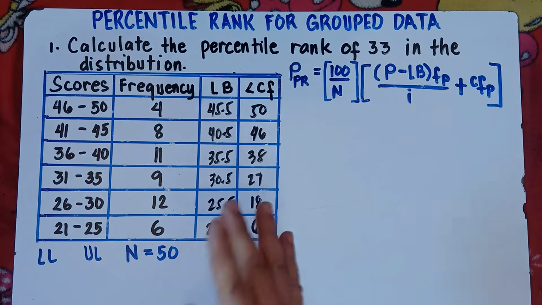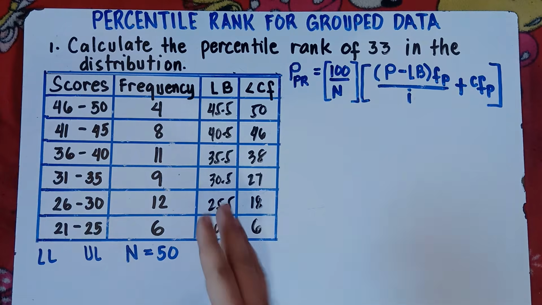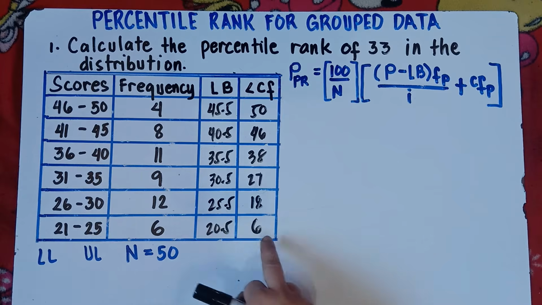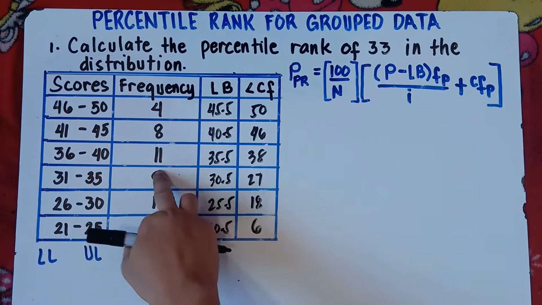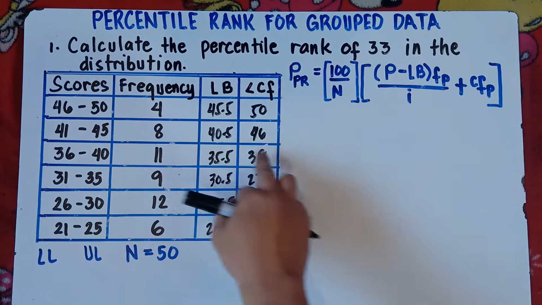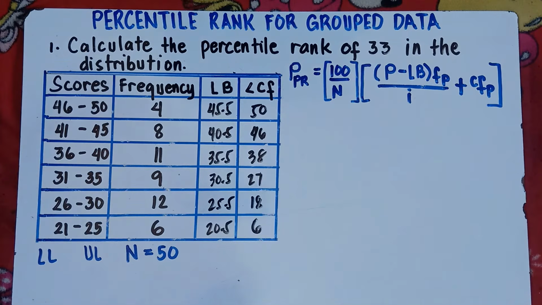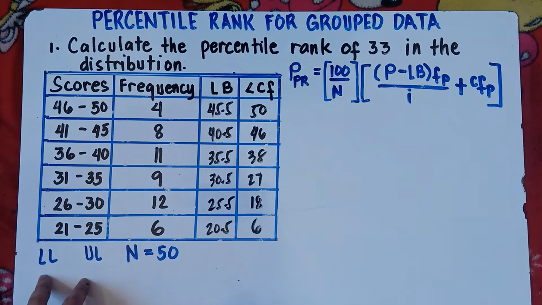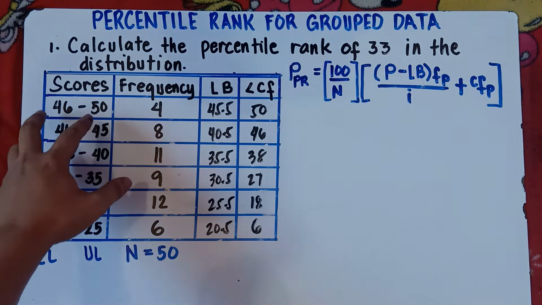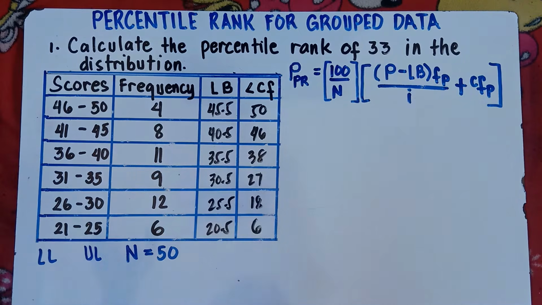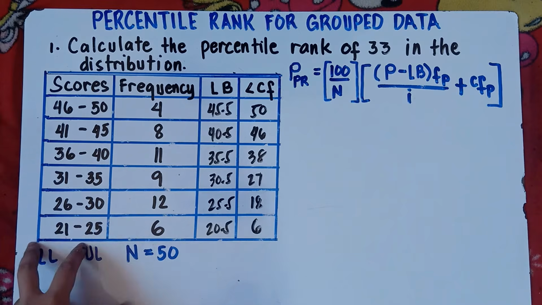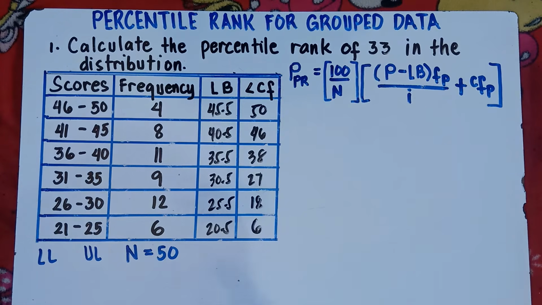Once again class, for less than cumulative frequency, you always start at the lowest score, then simply copy the frequency. Then you add diagonally. 6 plus 12, 18. 18 plus 9 is 27. 27 plus 11 is 38, and so on. Because there are some cases, class, that your lowest score is at the top, then your highest score is on the bottom. So if your lowest score is on the top, you start at the top. Now, since our lowest score is at the bottom, we start at the bottom. So I hope it's clear for you class for less than cumulative frequency.